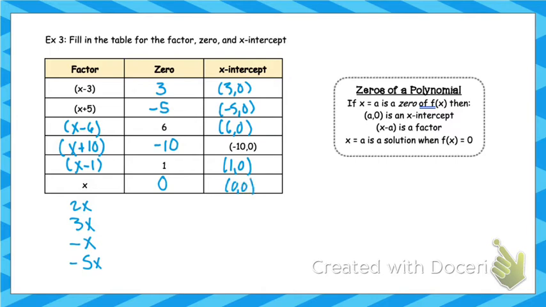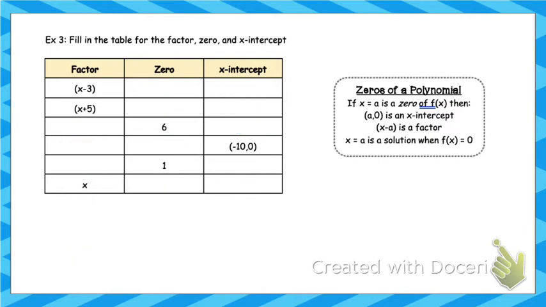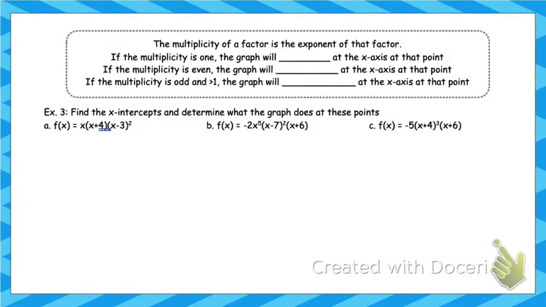All right, so let's go ahead and actually look at what our graph will do at those points. All of what your graph looks like at that point is dependent on something called the multiplicity. The multiplicity is just the exponent of the factor. Depending on what that number is, what your graph will do.